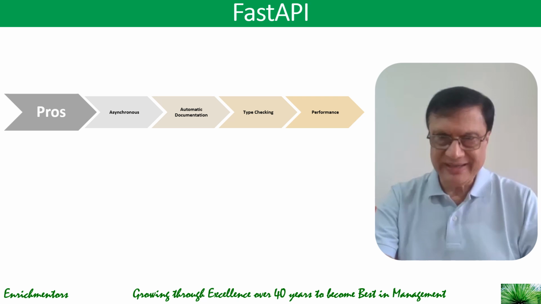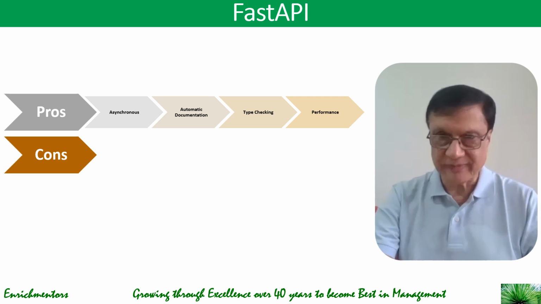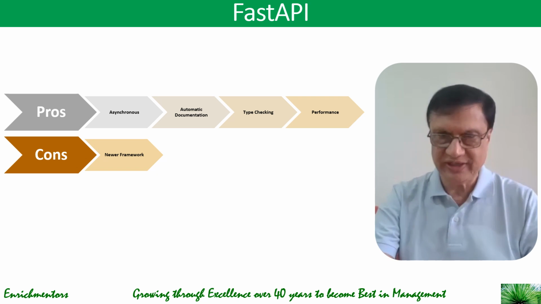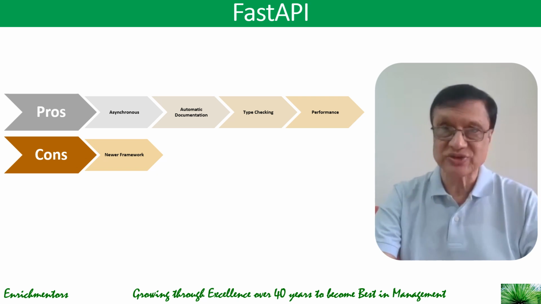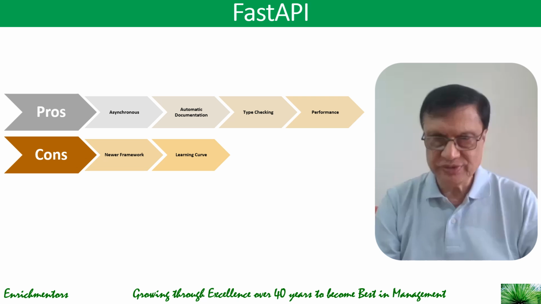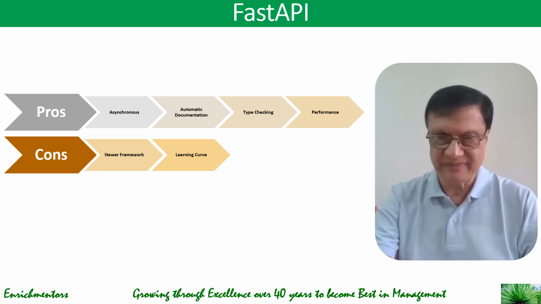What are the negatives or cons? FastAPI is a relatively new framework, so it might have a smaller community and fewer extensions compared to Flask or Django. The use of type hints and asynchronous programming can introduce a learning curve for developers not familiar with these concepts.